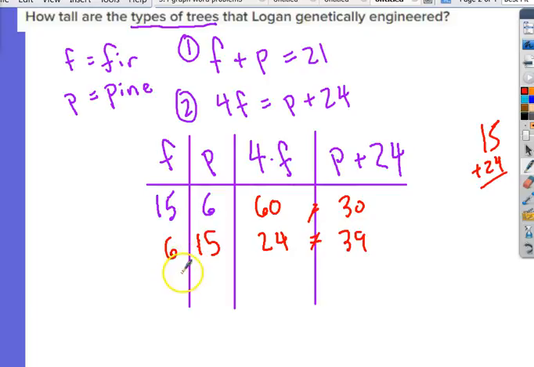You need to continue guessing until you figure out how many fir trees and pine trees they have to be to add up to 21. And secondly, 4 fir trees should be 24 taller than a single pine tree.